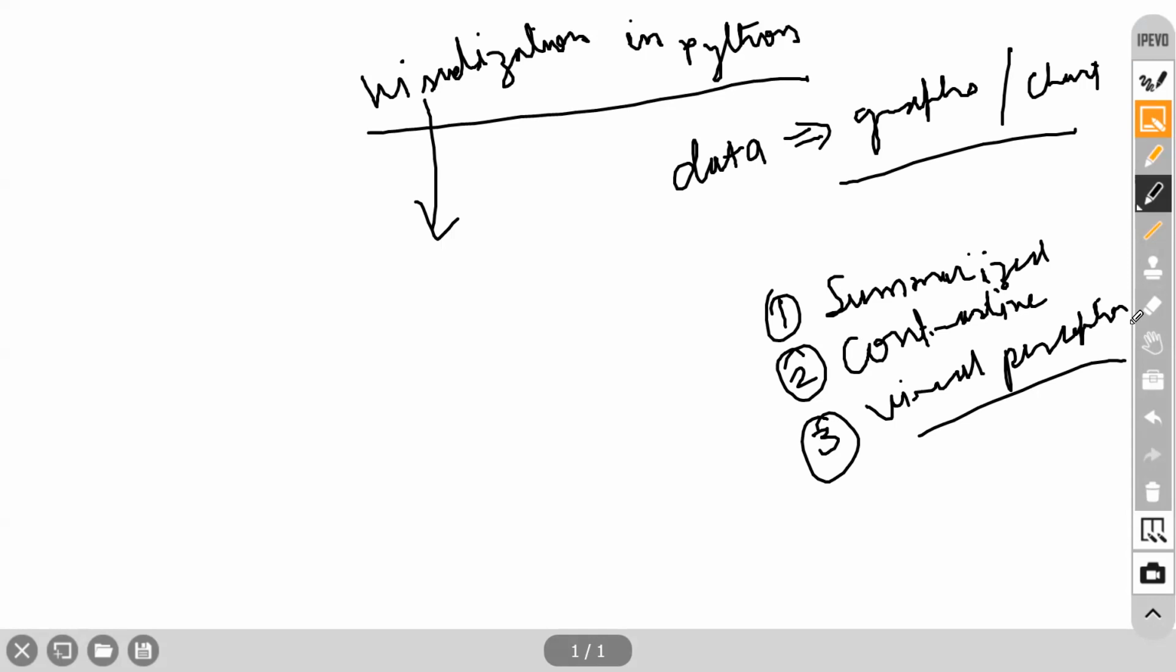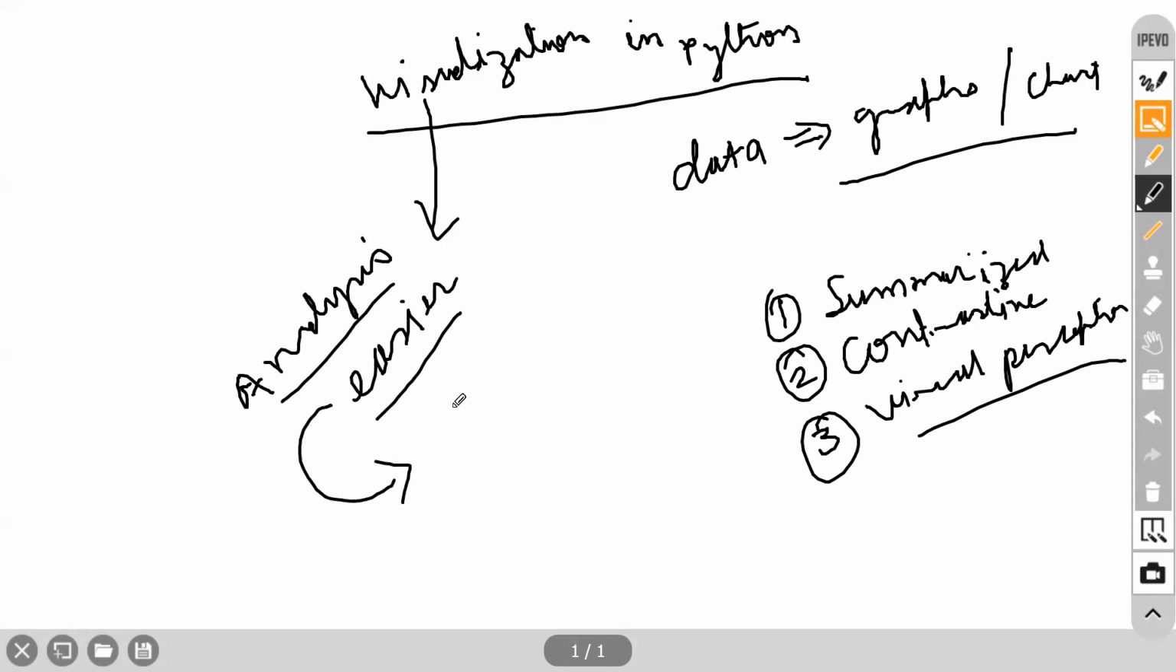So visualization plays a very important role in analysis, because analysis becomes easier, correct. It becomes easier because you can see the descriptive summarization part. There is a contrast, you can compare it, and it also gives the information. And there are visual perceptions too.